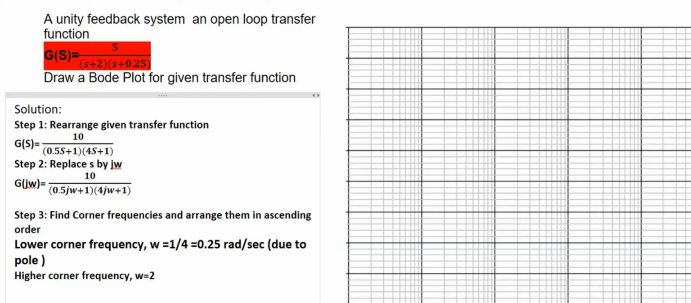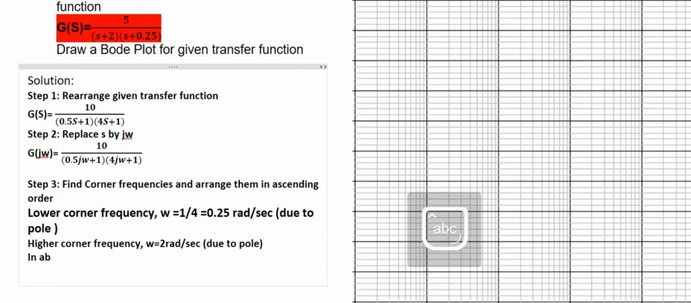While noting the frequencies, remember the corner frequencies should be arranged in ascending order so that you can plot them easily. And if you are having any problem finding the value of corner frequencies, you can mention it in the comment section for another detailed video.